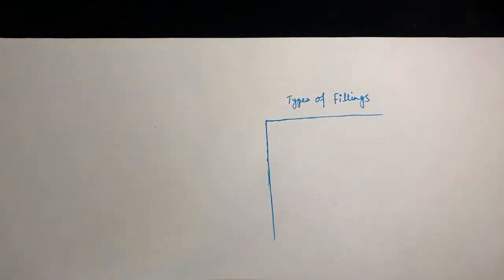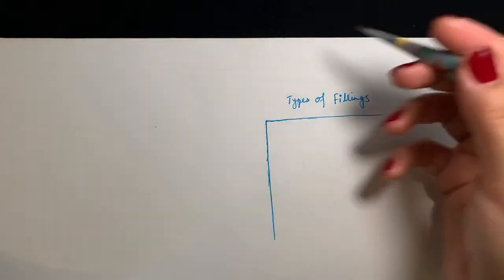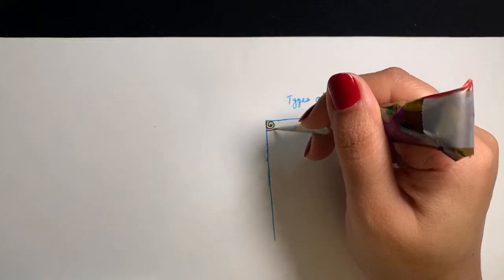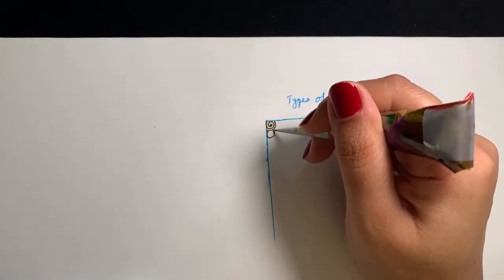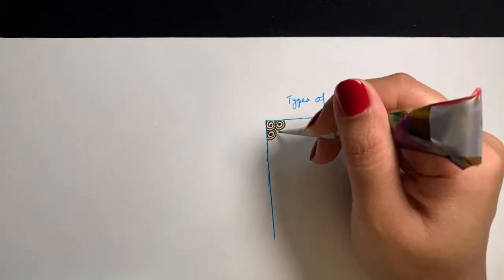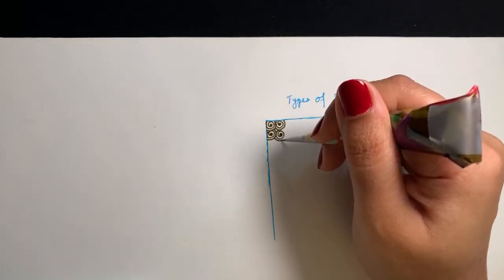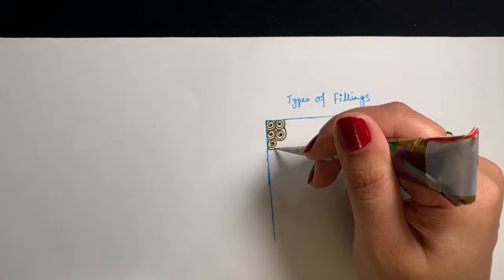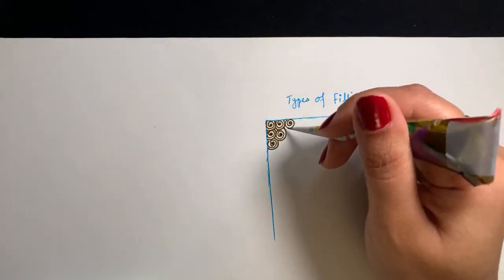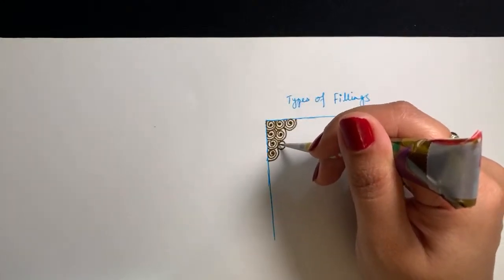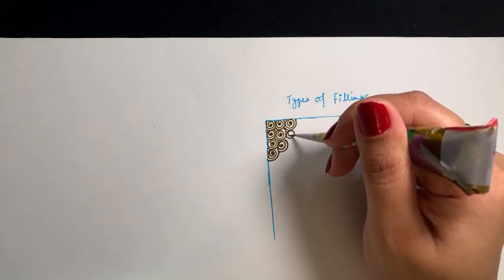Okay, so we can start with our very basic filling. The first filling that you can do. The swirl, remember the swirls that we did? You just do the swirl and you make a border around it. You do the swirl and a border around it. That's your very basic filling that you can do. Look at that.